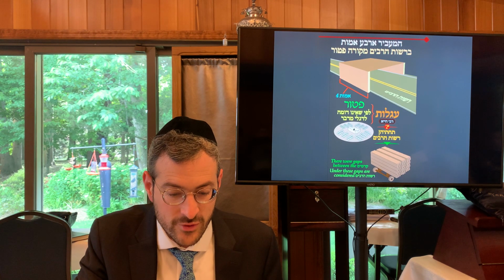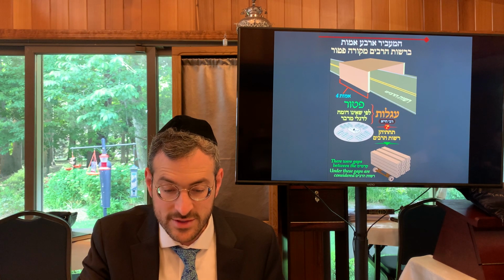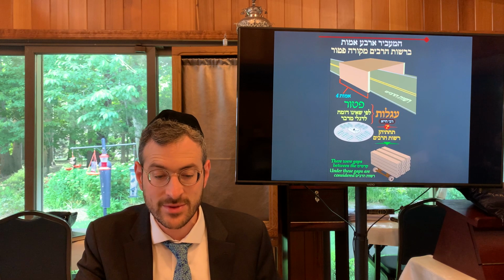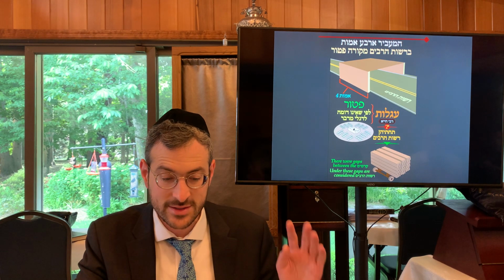Amar Rav Shmuel bar Yehuda, Amar Rav Abba, Amar Rav Huna, Amar Rav: Hamav Daled Amas b'Rishus Harabim Makura. If someone goes and transports something 4 amas in a covered Rishus Harabim, a roofed Rishus Harabim, Pati is exempt.